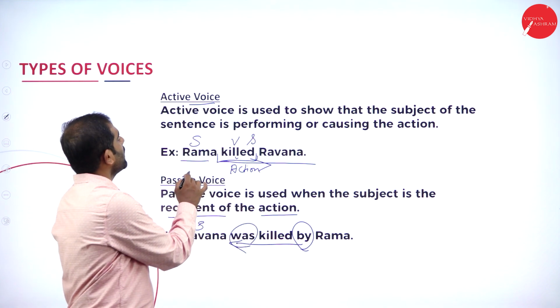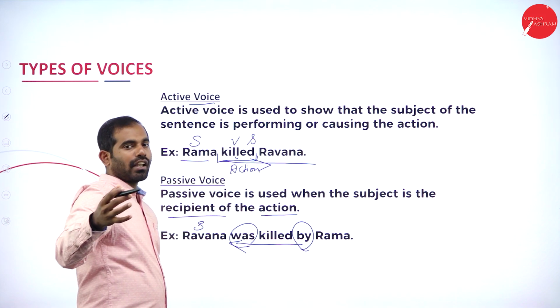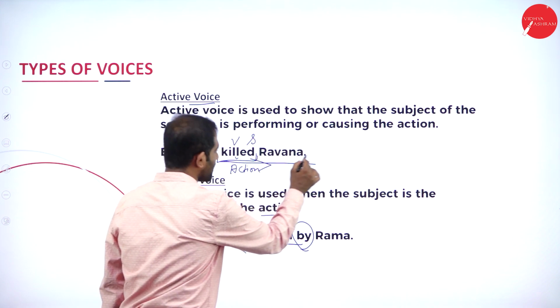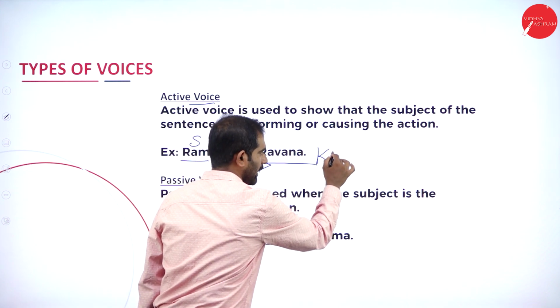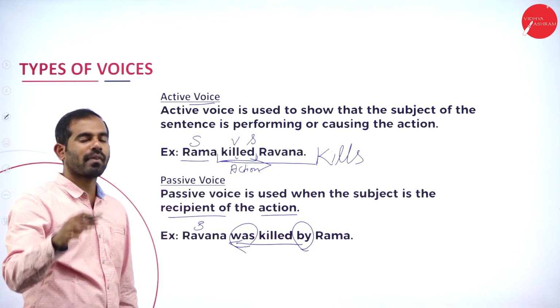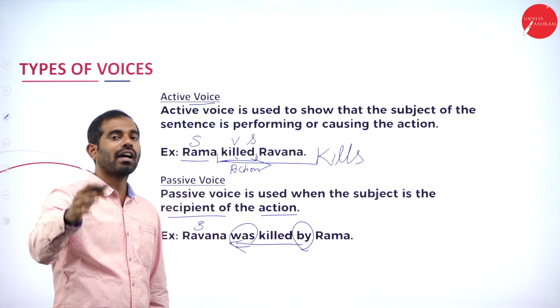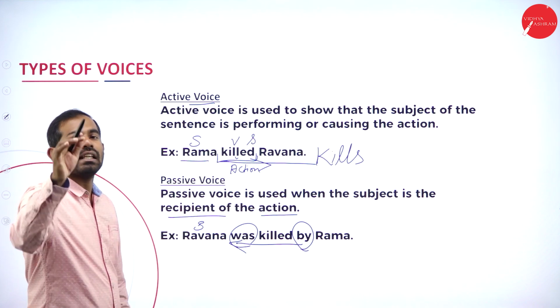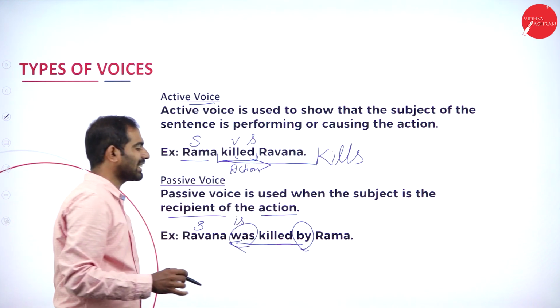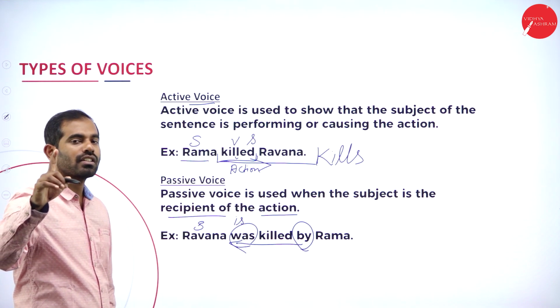In case the sentence is reframed, Rama kills. He has not yet killed, but he is going to kill. Rama kills. Rama is definitely going to kill. Rama kills Ravana. In that case, Ravana is killed by Rama.